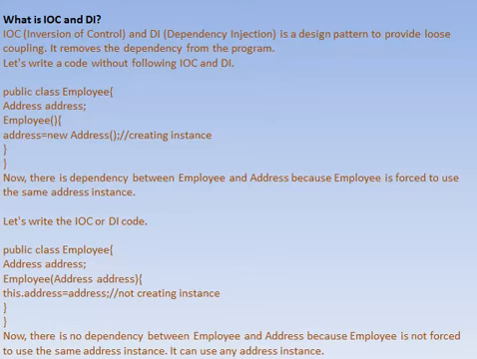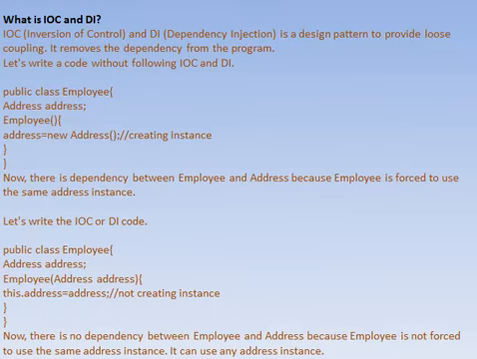Let's write a code without following IOC and DI. Public class Employee. Address address. Address equals new Address, creating instance. Now, there is dependency between Employee and Address because Employee is forced to use the same address instance.